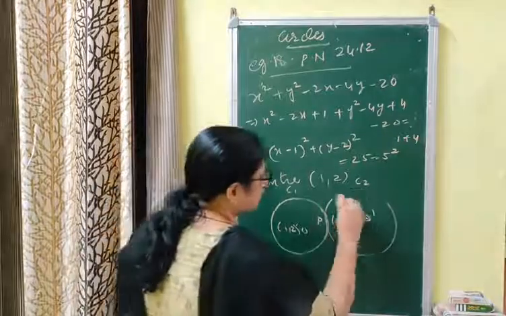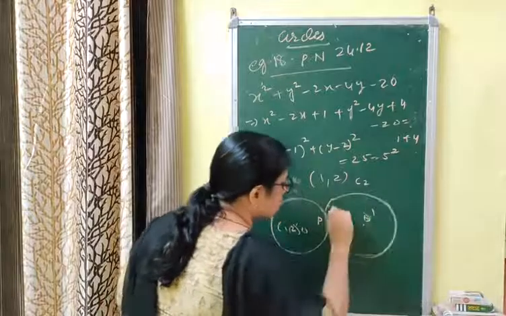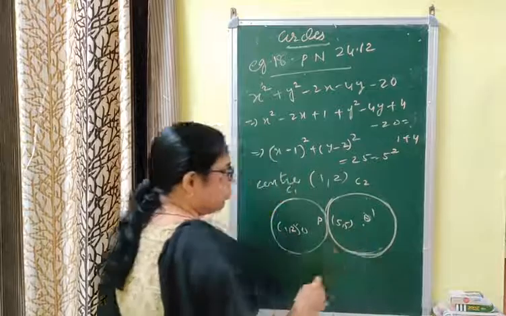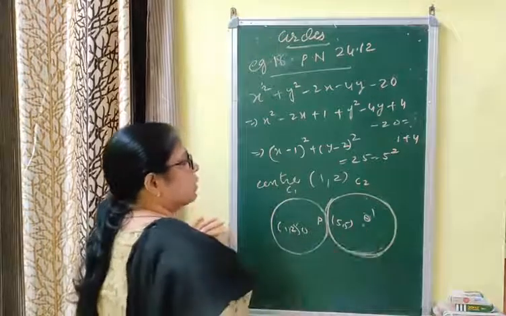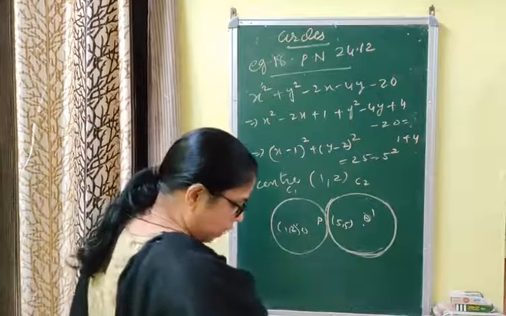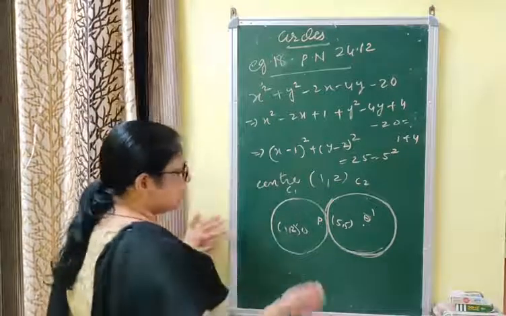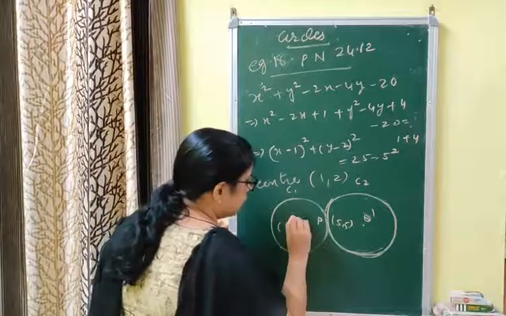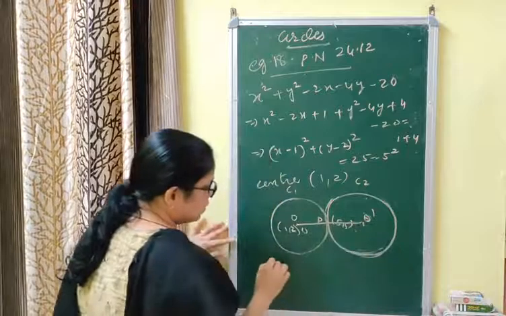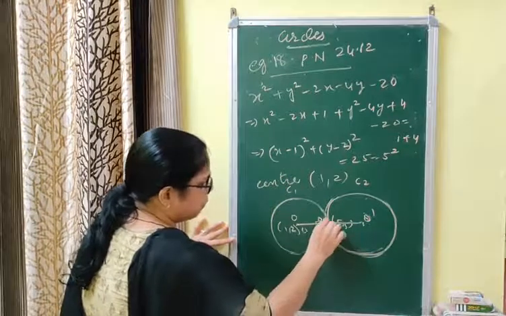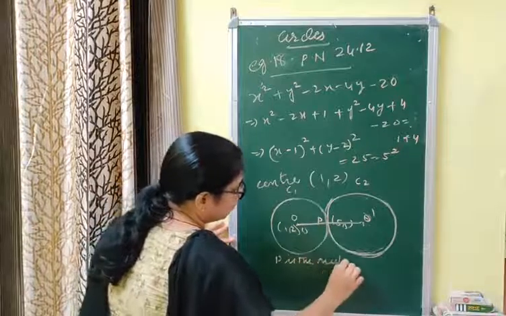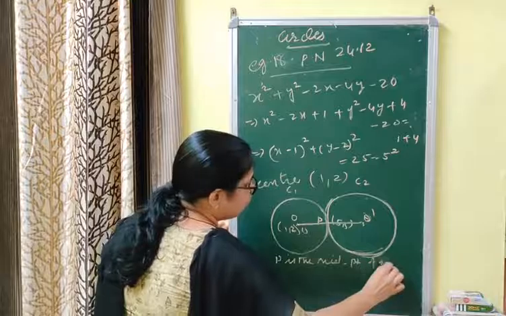Let me draw the figure a little more appropriately. If you can find O dash, you can find the equation using the central form of the equation of a circle. How can we find it? The radius will remain the same. For that, let me join O dash. Since P is the midpoint, P is the midpoint of O O dash.